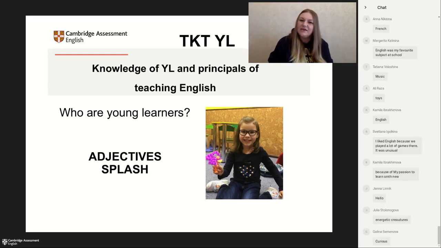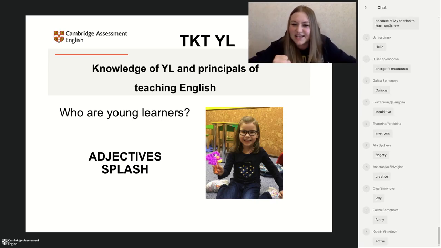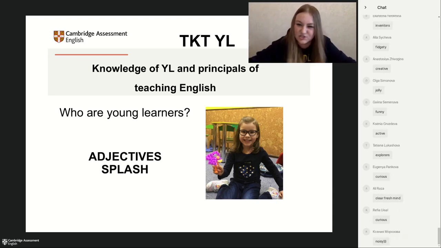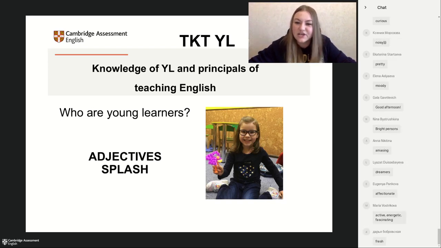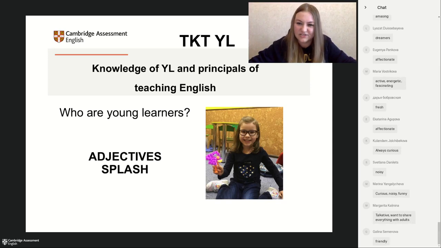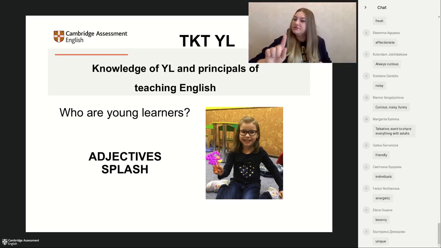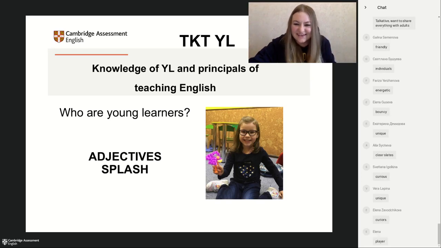Are they bored? Are they tired? Energetic creatures, yes. Curious, fantastic. Inventors, jolly, creative. Explorers, that's true. Noisy, yes. Pretty, fantastic. Bright persons, right? Okay, amazing, fantastic. Dreamers, all right, imagination works perfectly. Talkative, right, friendly. Individuals, that's very important, I love this. Unique, oh yes, they are.